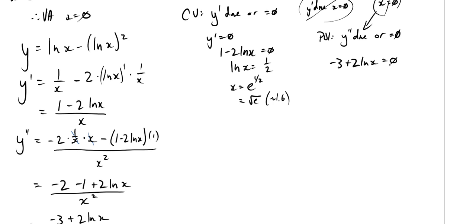I know I'm going kind of quick here, but I want to make sure we get all of this in. And that's where ln of x equals 3/2, positive 3/2. So x equals e to the 3/2, and that works out to about 4.5, I believe.